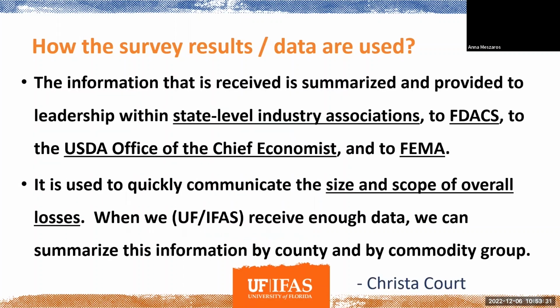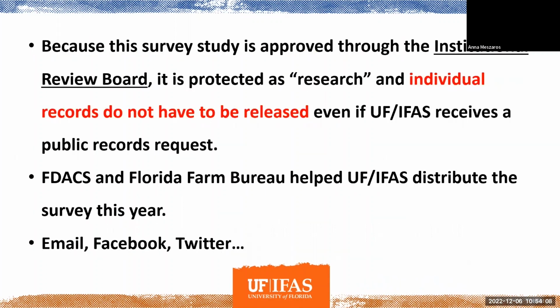And also, what's happening when we receive all this data? All this information is received and summarized and provided to leadership within the state level industry associations, to FDACS, to USDA offices, and FEMA. So basically it's used to quickly communicate the scope of overall losses. They try to figure out what's going on, because everybody wants numbers, everyone wants data, everybody wants to know what's going on after a hurricane or after a freeze event. And if they have enough data, they can even summarize everything by county and community group.